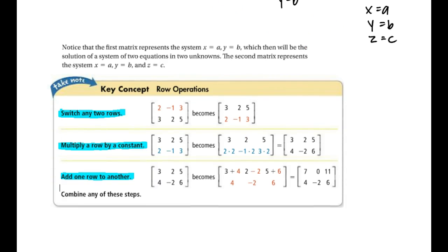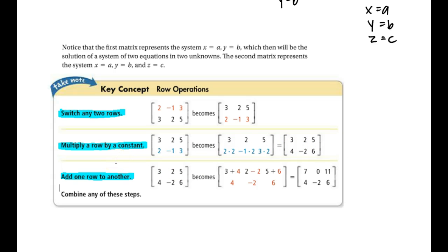In the key concept box, we have the 3 typical row operations that we perform when dealing with matrices. The first one is when we just switch any 2 rows, so that literally means just swap places with the rows. So you can see that the first row became the second row and vice versa. The second row operation that's typical that we see is multiplying a row by a constant. So you can see in the second row here, we are multiplying the second row by 2. So we're just doubling all the values. The first row stayed the same in this case.